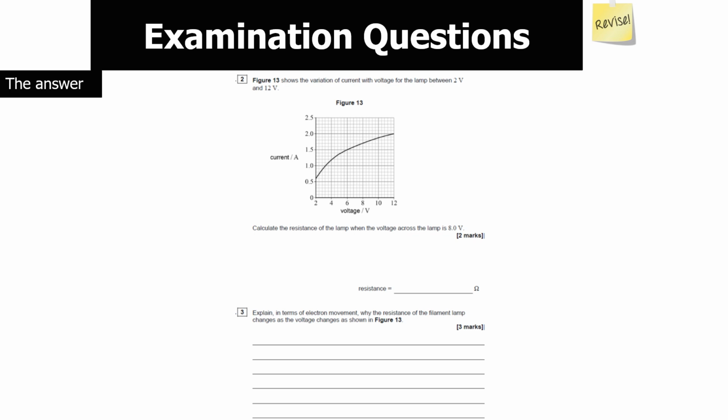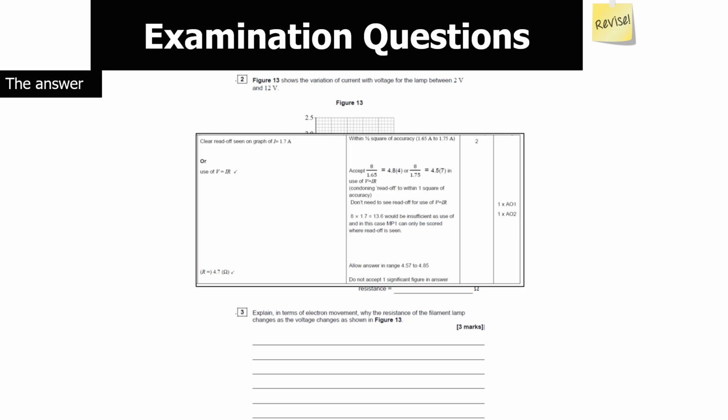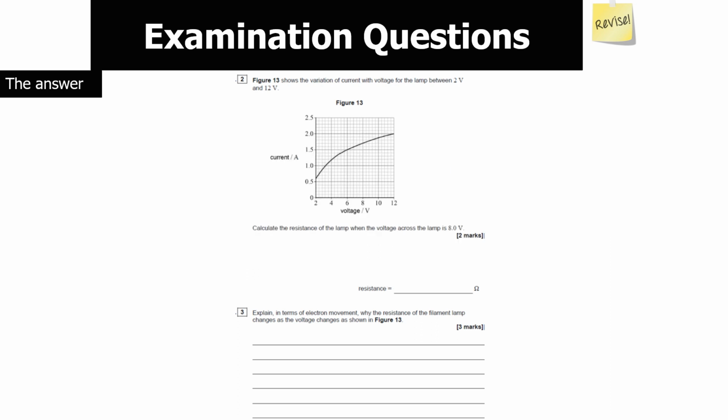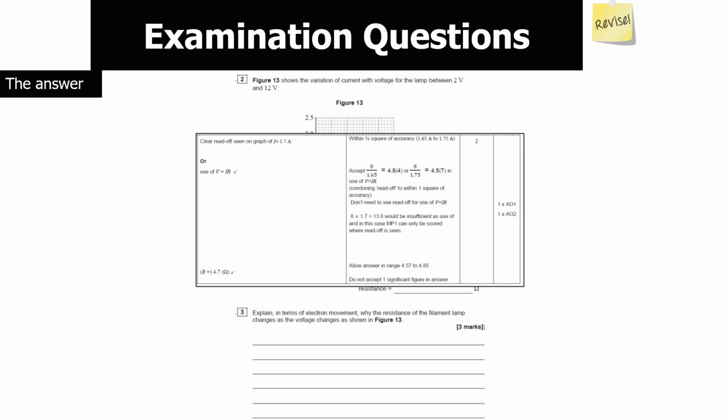Right, so how do you work out the first one? Well, you've got current and you've got potential difference, so you can read the values off the graph. At 8 volts, what is the current going to be? Well, it's going to be 1.7 amps. So at that point, we can say V equals IR, so R equals V over I. You can work it through and you get your answer to be 4.7 ohms.